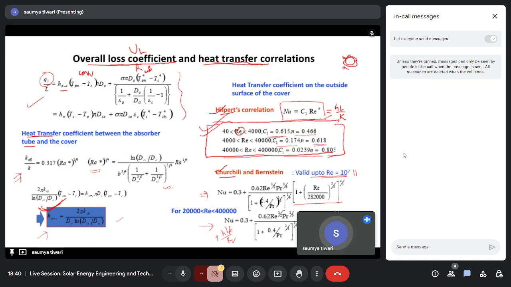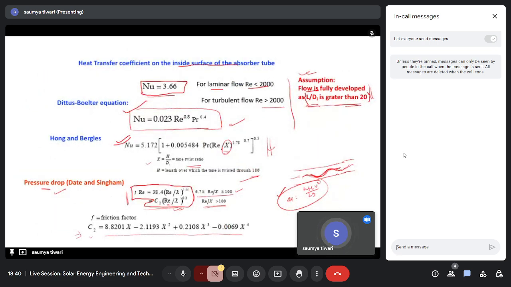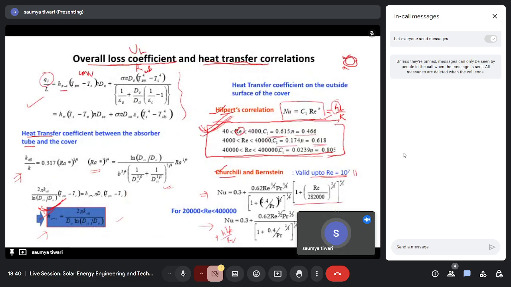I hope we are already aware of how, from the Nusselt number, which is equal to hL by k, we calculate the value of the heat transfer coefficient h, and the correlation for the same is mentioned here. So these things you need to remember. Now, this was for the heat transfer coefficient between the absorber tube and the cover. So we have the absorber tube and a cover, right? This is the heat transfer coefficient for this.